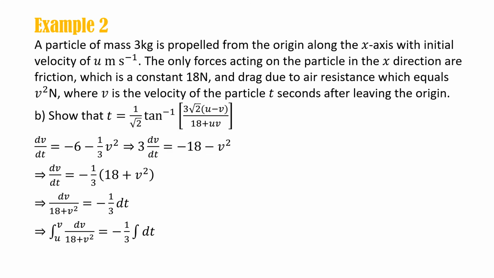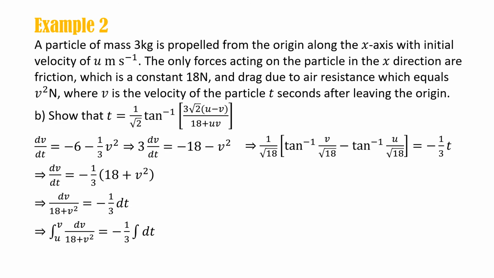Because we've got an initial velocity of u and an overall velocity of v, we need to take the definite integral between u and v. On the right-hand side, we've got -1/3 times the integral of 1 dt, and the integral of that is just going to be t. On the left-hand side, hopefully we can look at that and realize that that's going to be inverse tan. So what we're going to get is 1 on root 18 lots of the inverse tan of v on root 18 minus the inverse tan of u on root 18. That's putting in our definite integral values, and that's going to be equal to -1/3 of t. We don't need to worry about a constant of integration because we've got definite integrals.